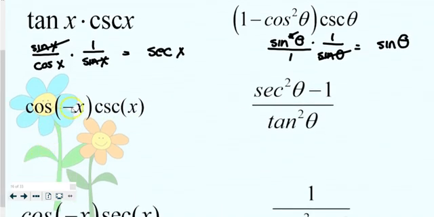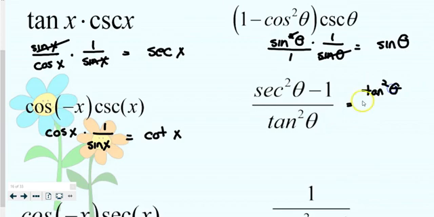How about the cosine of negative x times the cosecant of x? Okay, so cosine of negative x, we learned before, is just the cosine of x. And the cosecant is 1 over the sine of x. So we have cosine over sine, which is cotangent of x. Secant squared theta minus 1 over tangent squared theta. Well, secant squared theta minus 1 is a variation on a Pythagorean identity, and that simplifies to tangent squared theta. And of course, tangent squared theta in the top and in the bottom is going to give us a value of just 1.